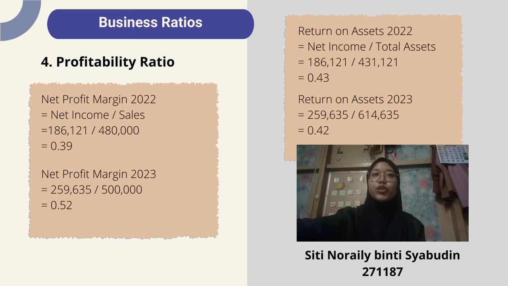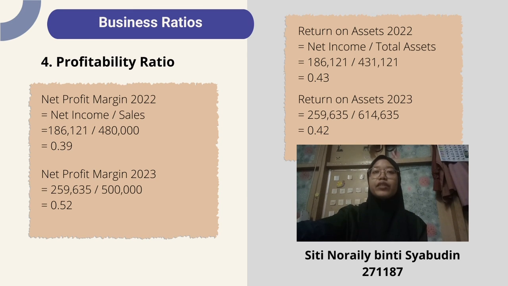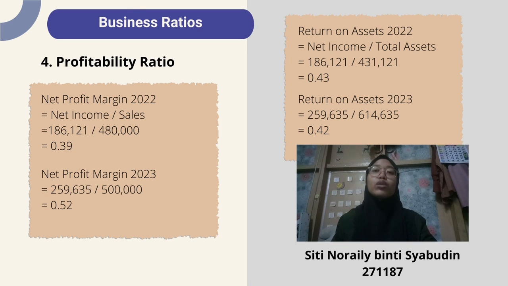Okay, for the last ratio, we have profitability ratio, where first we look at net profit margin, with the formula net income divided by sales. In 2022, the net profit margin of Sweetylicious is 0.39, which means that Sweetylicious will be able to earn 39 cents in profit for every 1 ringgit of sales. And in 2023, the net profit margin for Sweetylicious is 0.52, which means that Sweetylicious will be able to earn 52 cents in profit for every 1 ringgit of sales.